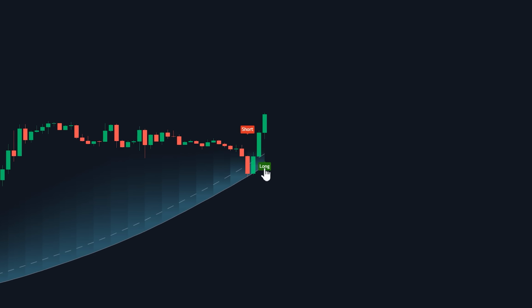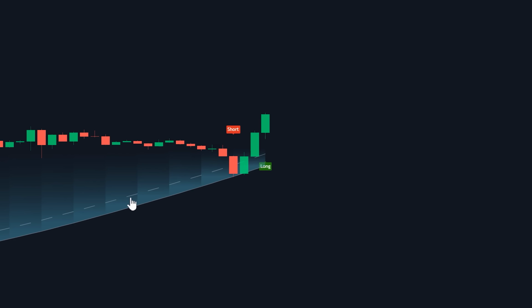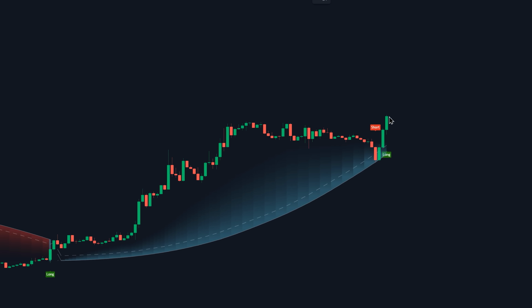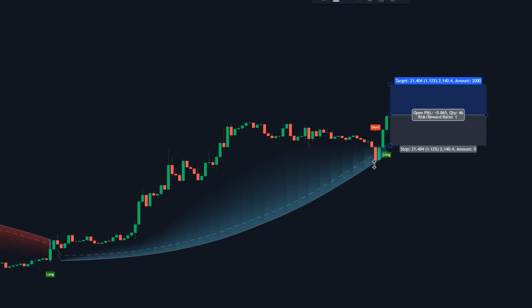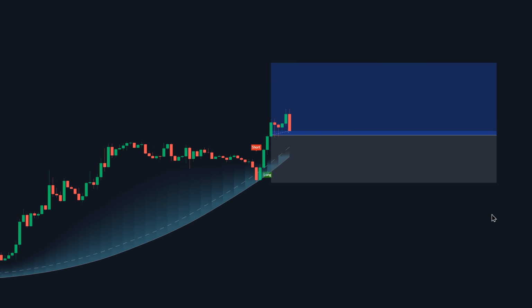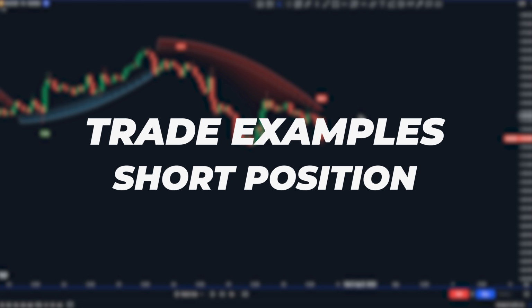Now, an important point to remember is that at the time the long signal is printed, the trend should still be bullish, meaning this cloud should still be green. Once those conditions are met, we take the long trade. Stop loss under the most recent swing low, take profit at 1.5 times the risk, letting the trade run. It was profitable. Now, here's an example of a short position.